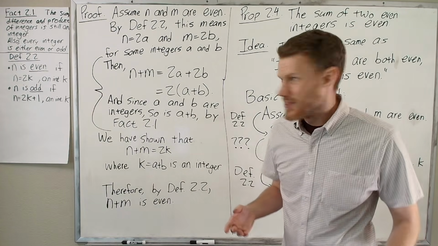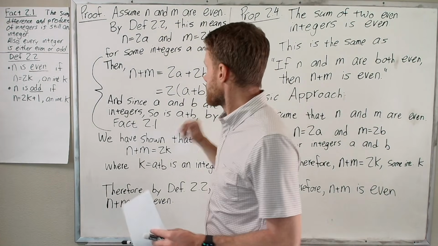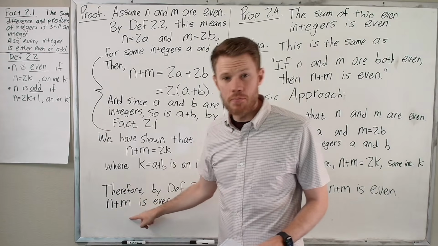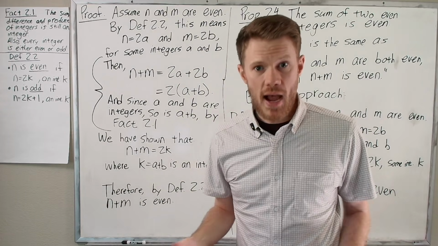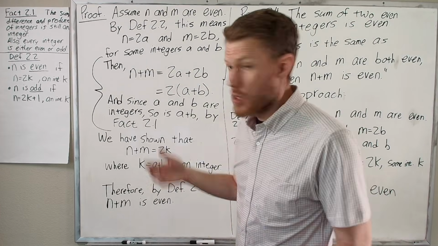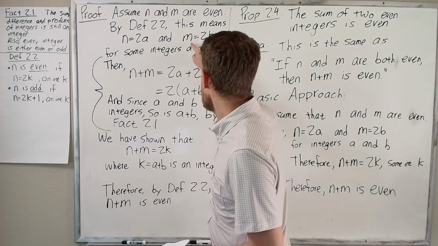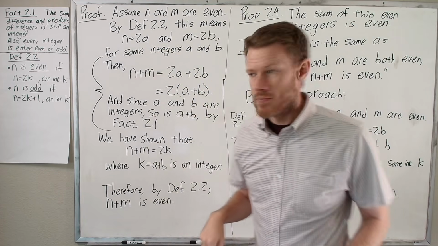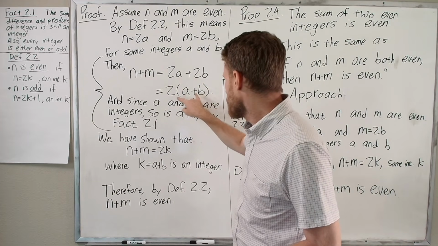Does that make sense? So start at the beginning. Let's assume n and m are even. We want to get down to n plus m being even. So step 1, we apply the definition of what it means to be even to both n and m. So apply the definition, n equals 2a, m equals 2b. Next, a little bit of algebra. Add the 2 equations together, factor out a 2.